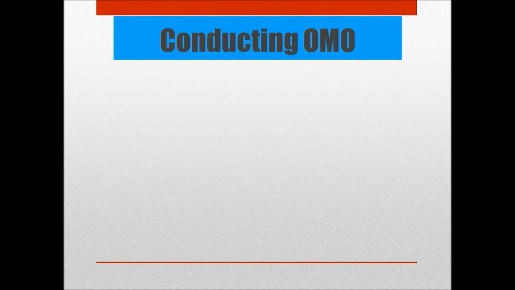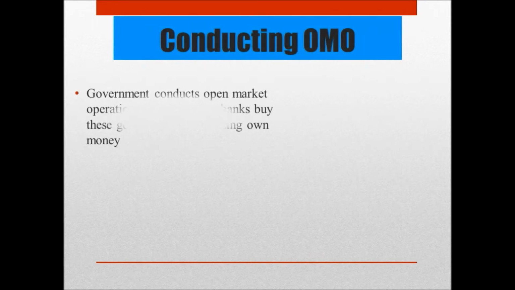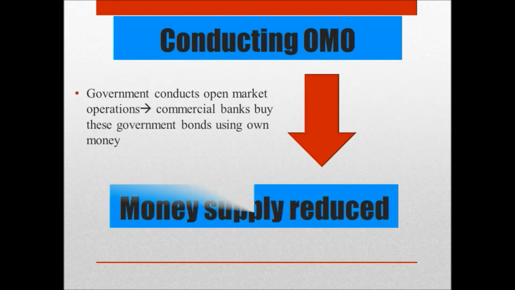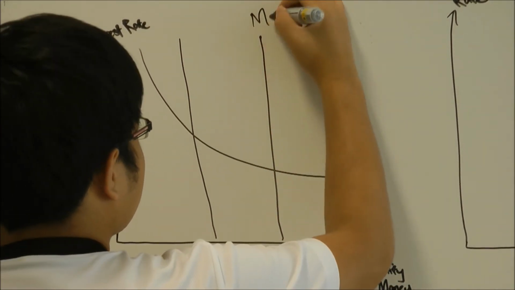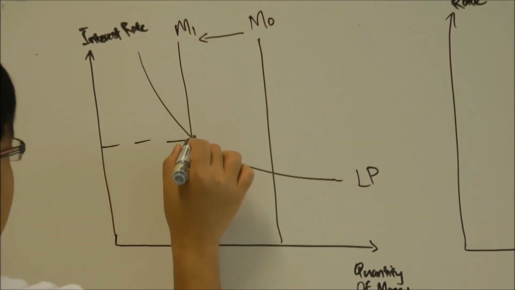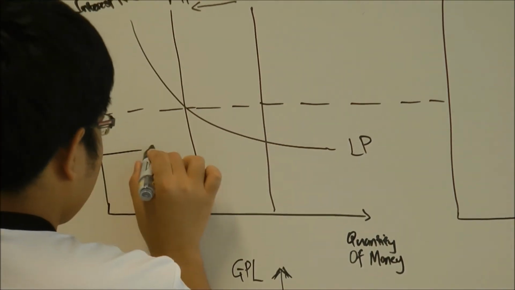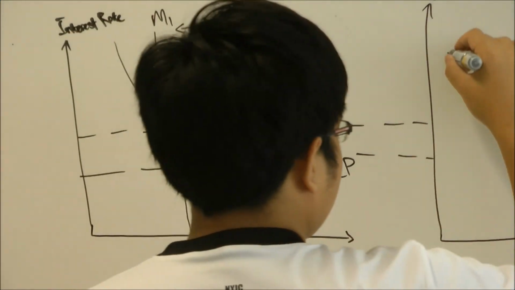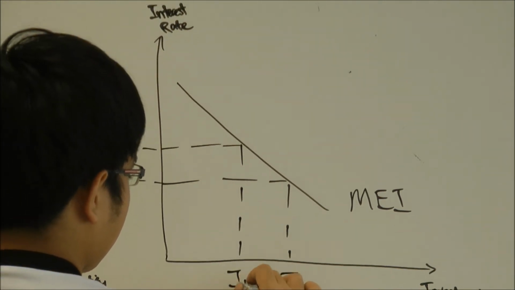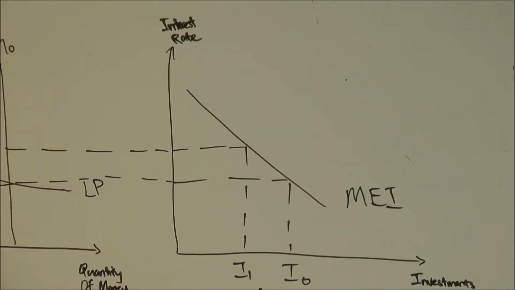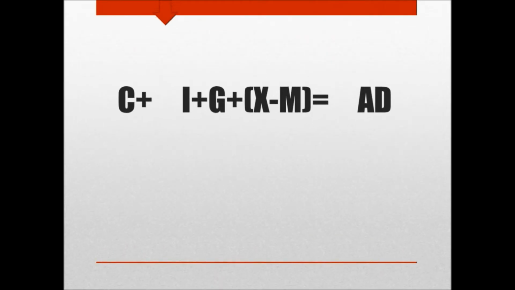Lastly, when the government conducts open market operations, the commercial banks would have to buy these government bonds using their own money. This thus reduces money supply. As the money supply decreases, whether by raising the bank rate, cash ratio, or conducting open market sale of bonds, the interest rate increases according to the liquidity preference graph. From here, we can see using the MEI curve that investment drops. Therefore, since I decreases, aggregate demand decreases.